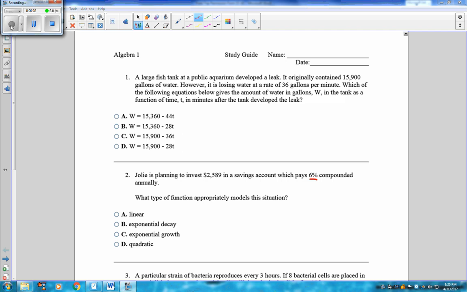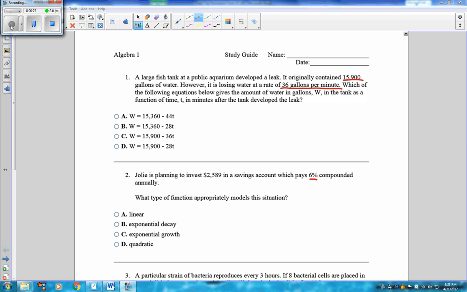If we look at problem 1, it says that we have a large fish tank that has developed a leak. It says it originally contained 15,900 gallons of water. However, it's losing water at a rate of 36 gallons per minute. Which of the following equations below gives the amount of water in gallons, W, in the tank as a function of time, which is T, in minutes after the tank developed the leak?